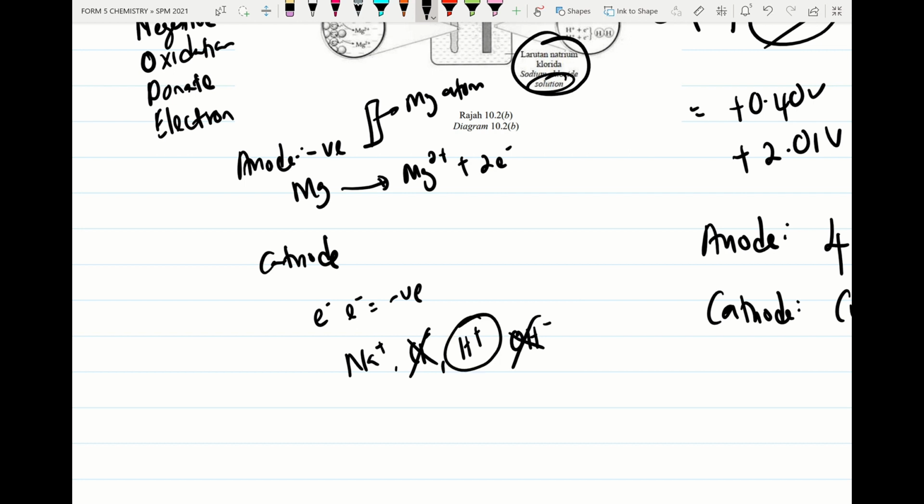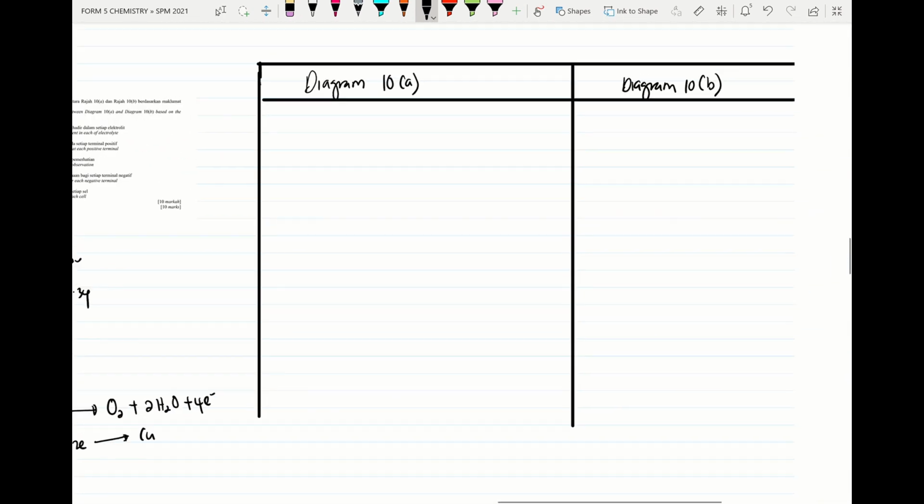So please remember hydrogen ion. Sodium ion already achieved stable octet electron arrangement. So I take the hydrogen ion, 2 hydrogen ions gain 2 electrons and form hydrogen gas. All right, we move on to the next question.